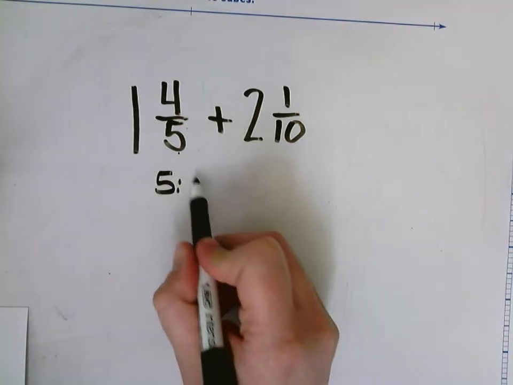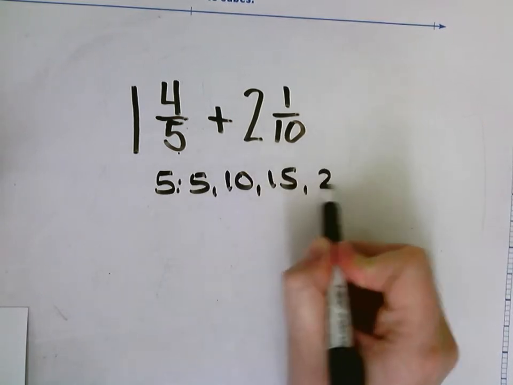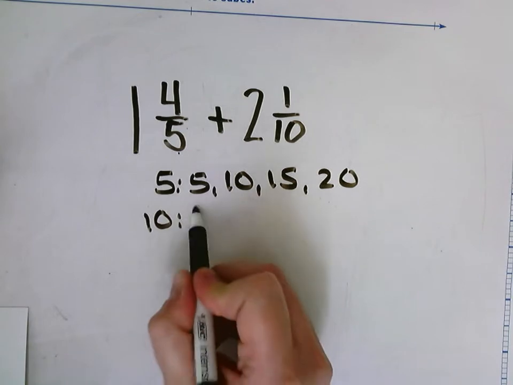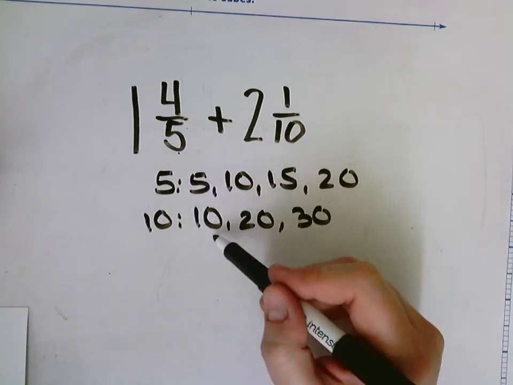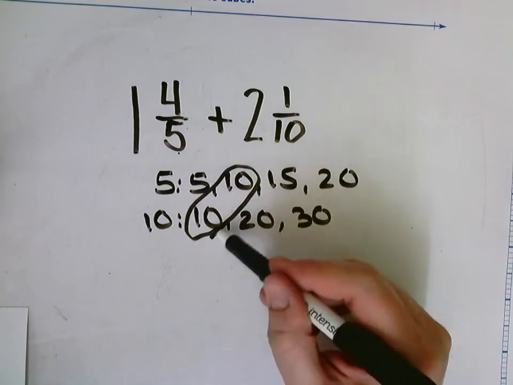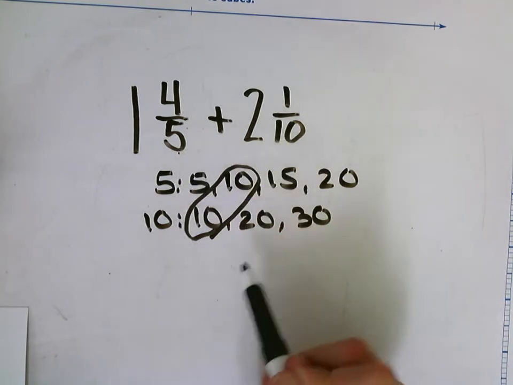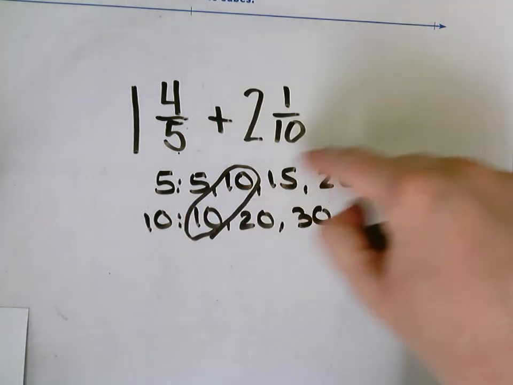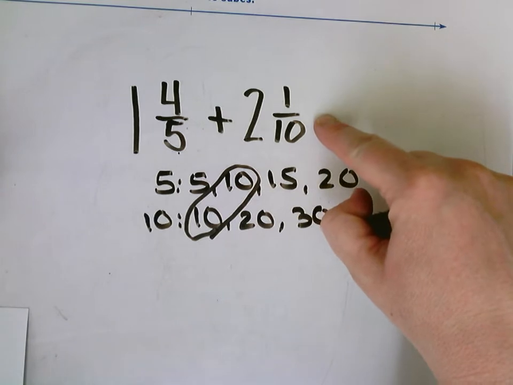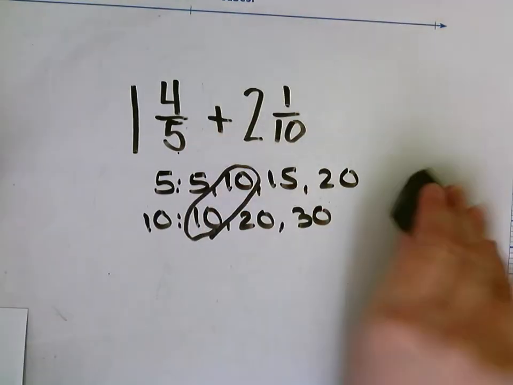Let's look at our multiples of 5 and our multiples of 10. And I see that my common denominator is going to be 10. Did you notice that right off the bat, knowing that 10 is already a multiple of 5? So we're going to find our common denominator of 10, which is great because that means 2 1/10 gets to stay the same. All I have to do is change our 4/5 into tenths.